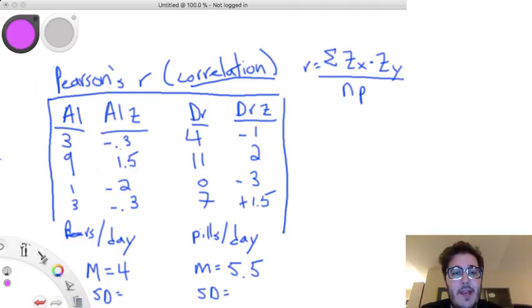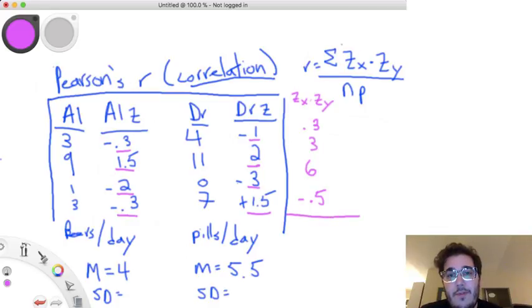So the first thing you would do is take negative 0.3 times negative 1, and you would get positive 0.3. And then you would take 1.5 times 2, and you would get 3. Then you would do negative 2 times negative 3, and you would get 6. And here you would get negative 0.3 times positive 1.5, and you would get about negative 0.5. So what this is, is zx times zy. What I did was I multiplied this number and then this number, and that number, and then this number, that number, and then that one, and that one.